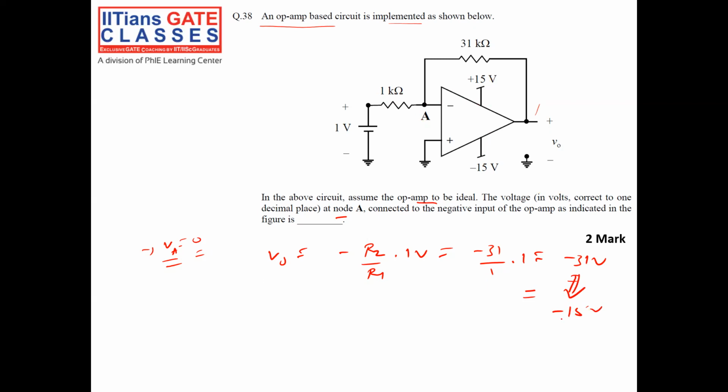So in this case, when my V out is saturated, then my VA will be changing. Because here, when we assume VA is equal to 0, I am getting minus 31 volt because of the virtual ground principle. But since the supplies are limited, it will be limited to minus 15 volt. Then in that case, definitely my VA has to be changing, right? Then we have to calculate what is my VA.